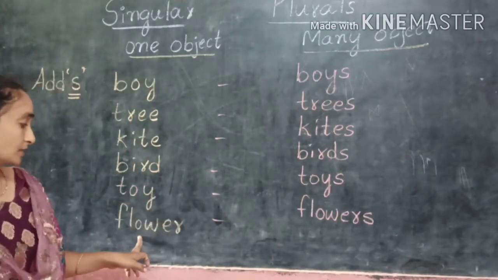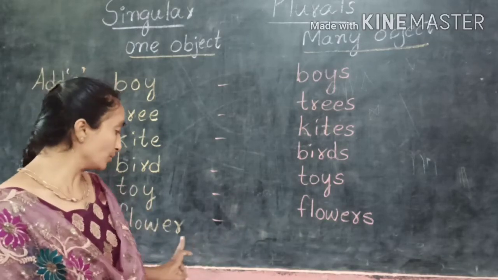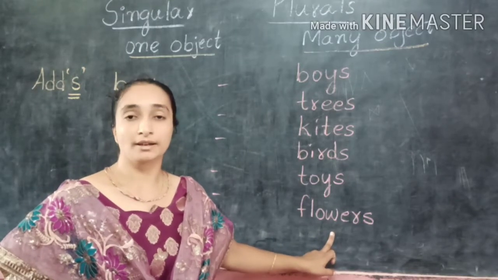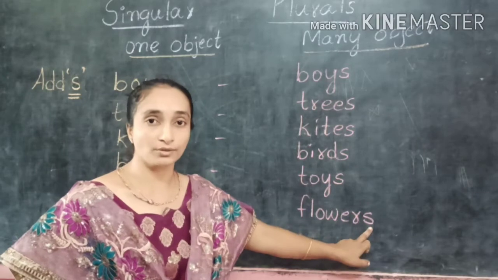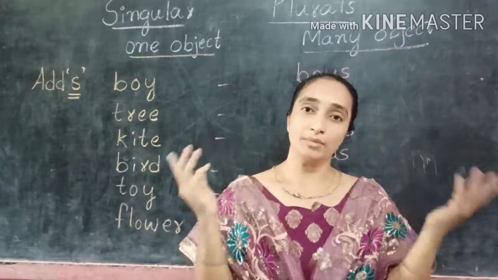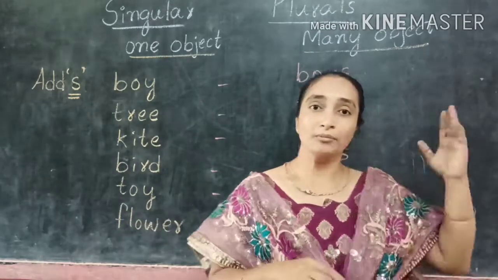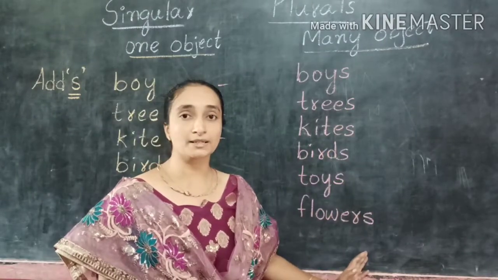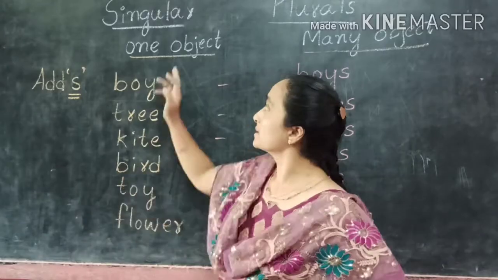The last one is F-L-O-W-E-R, flower. Here only one flower. Here we can see many flowers. F-L-O-W-E-R, we are adding S to this. So one flower, many flowers. One boy, many boys. One kite, many kites. One tree, many trees. So like this, many objects we call plural forms. One object we call singular form.